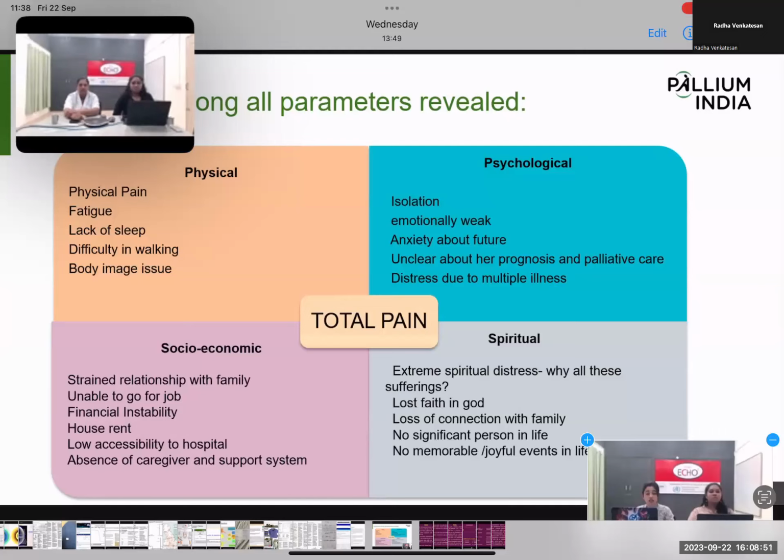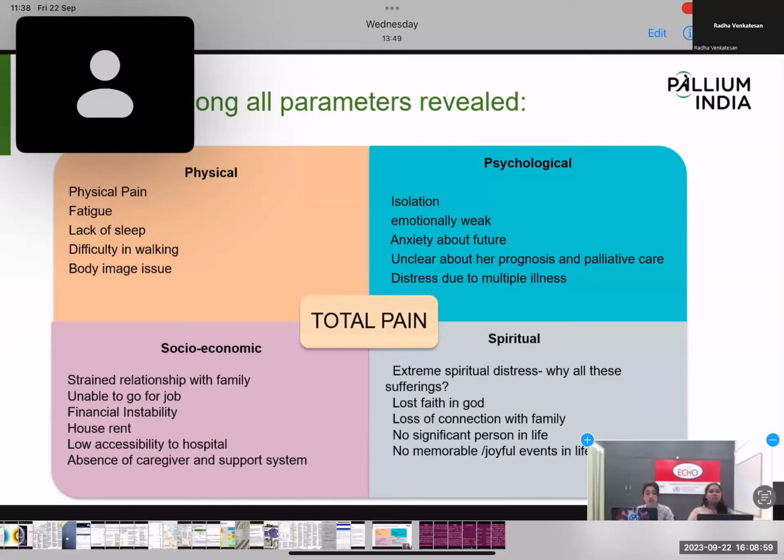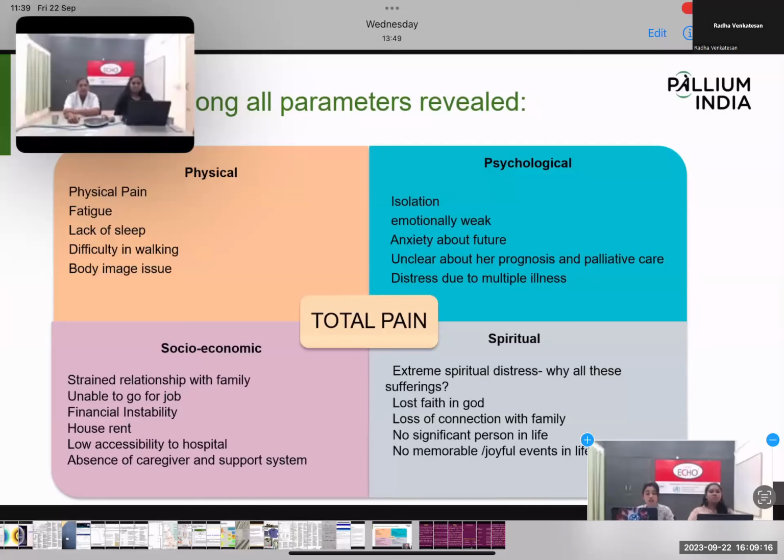Psychological: isolation, emotionally weak, depressed, not knowing what's happening, because of so much uncertainty. Then you have socioeconomic: breadwinner, I don't have money, my house is not right. That overtakes the physical also many times. And spiritual: loss of faith in God. Why me? What did I do wrong? I was very bad, that's why I'm getting all this.